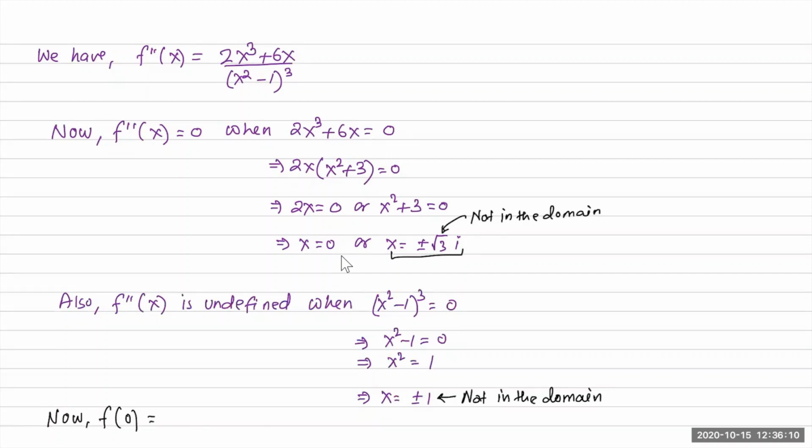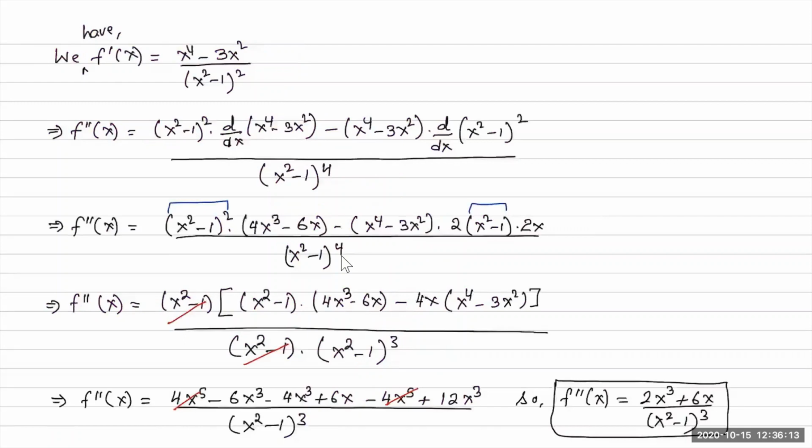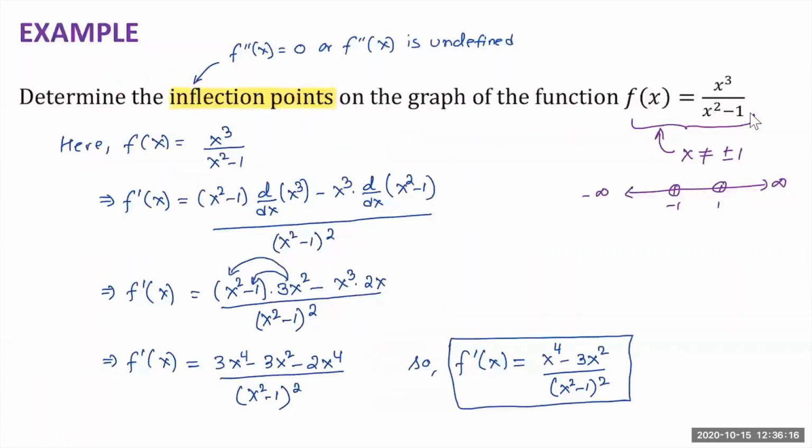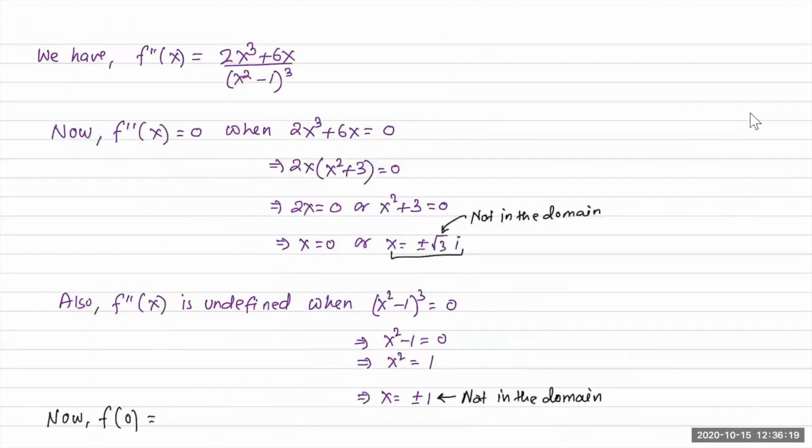If you want to find the value of the function at 0, your function is x cubed over x squared minus 1. So it will be 0 cubed over 0 squared minus 1, which is equal to 0 over negative 1. That is equal to 0. So when x equal to 0, y is also 0. So 0 comma 0 is the inflection point. That means at 0 comma 0, the concavity of the function changes.